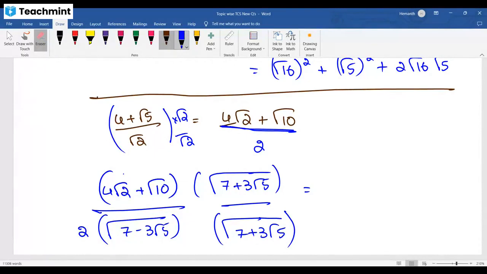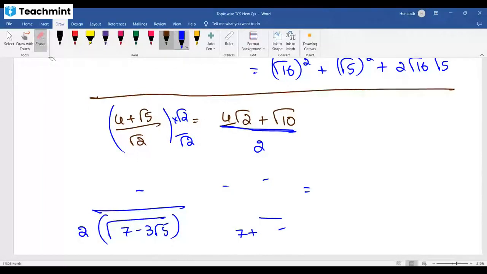Okay, before doing this rationalization, we need to simplify that square root of 7 minus 3 root 5 also. It takes time, it seems. What you can do, multiply by 2, divide by 2 here. You need 2ab, right? Multiply by 2, divide by 2, you perform.